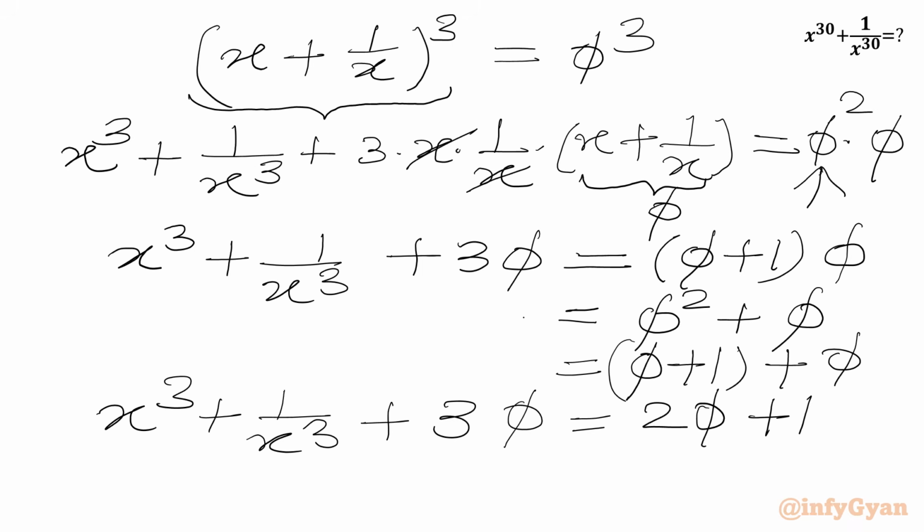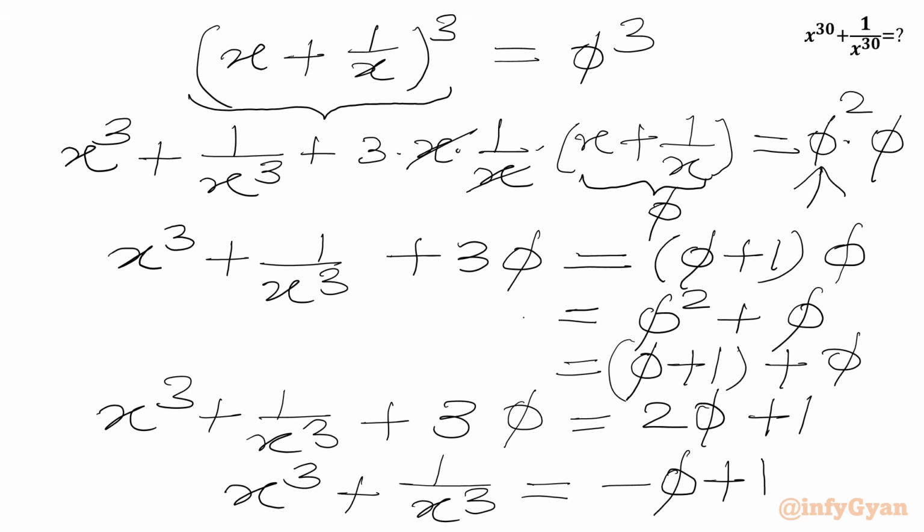Now we'll be subtracting 3φ from both the sides and we'll get our third equation, x cube plus 1 over x cube. This will be equal to 2φ minus 3φ is minus φ plus 1. Here I will write equation number 3.